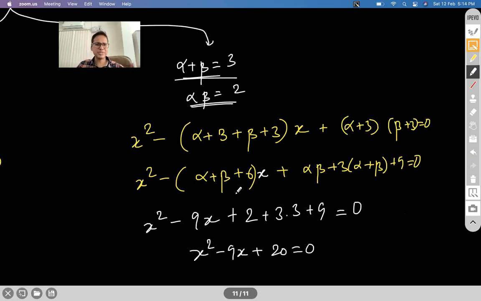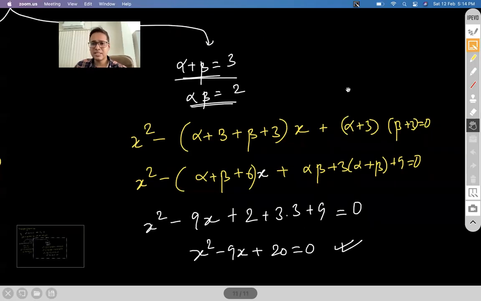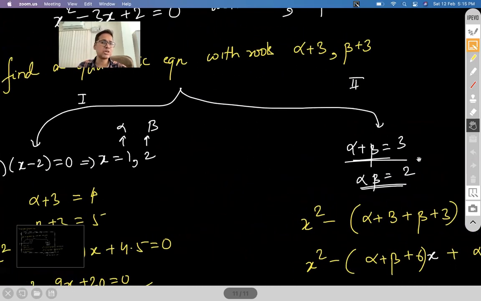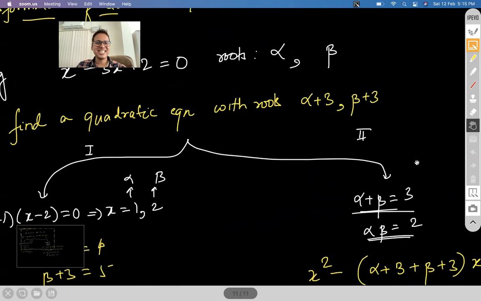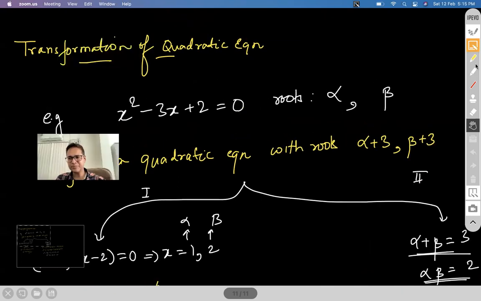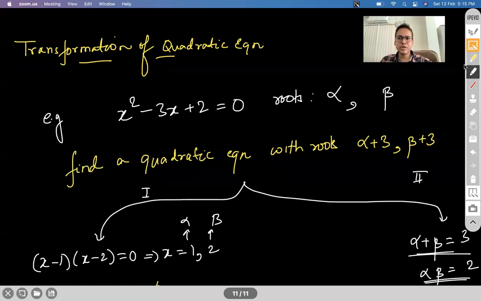Okay. 90% janta will use this method. I know that. But what if I tell you a method which will not require you to use any of the two, but still will do the work for you in maybe slightly time efficient way, right? Then that method is going to be your transformation of quadratic equation method. Now, what is this method? This method basically works when you want to find out the equation, a quadratic equation, whose roots are transformed in the same fashion.